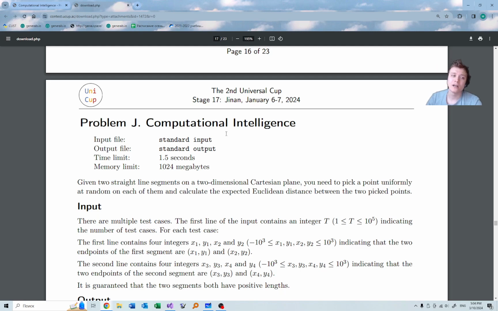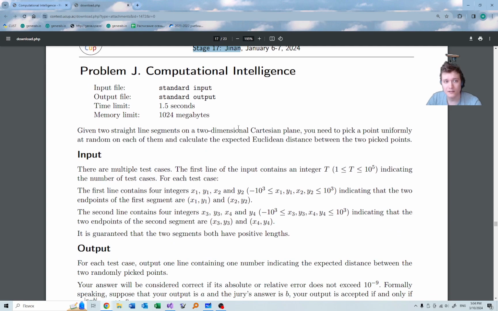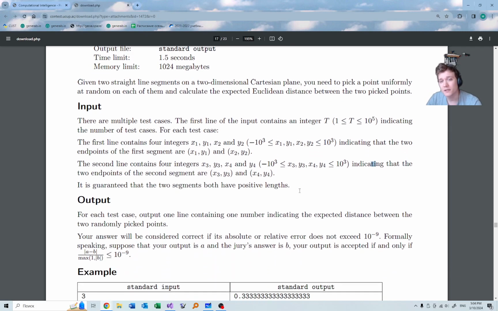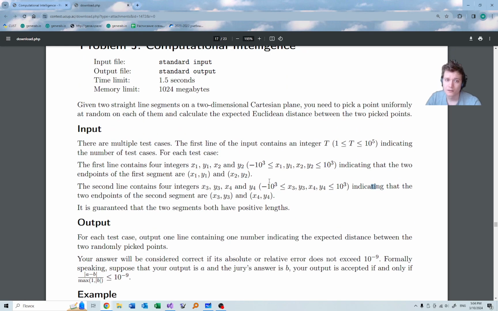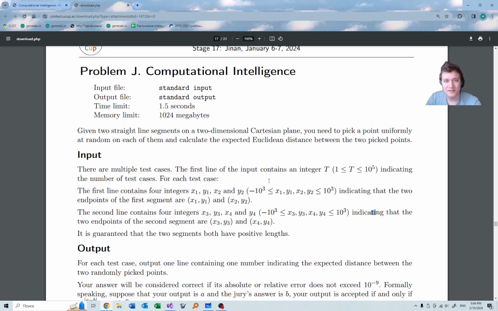A week ago, I participated in stage 17 Jinan of the second Universal Cup, and there was this problem. I spent quite some time on it, but maybe I chose a bit of a wrong approach, so I'll try now my best to solve it. The problem is deceptively easy.